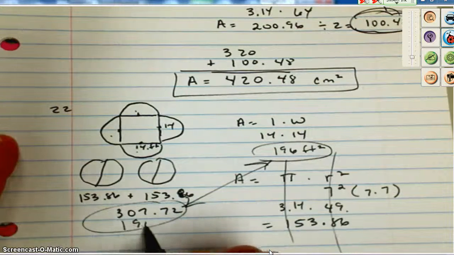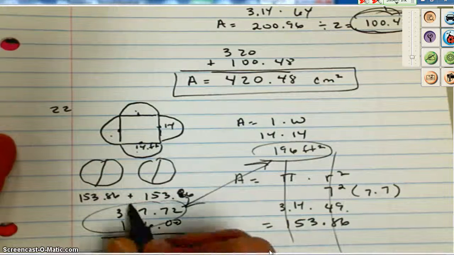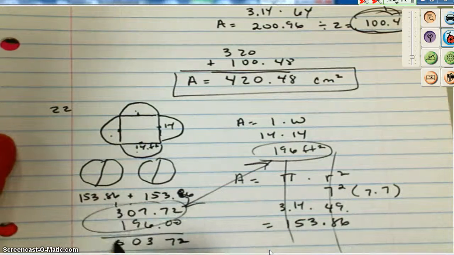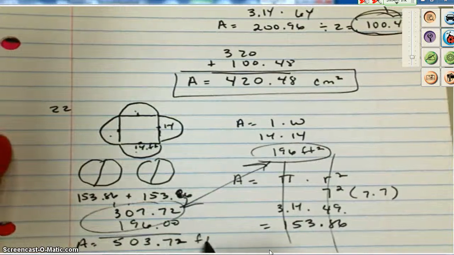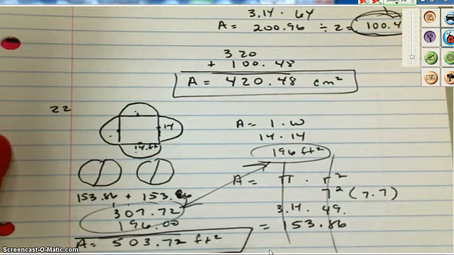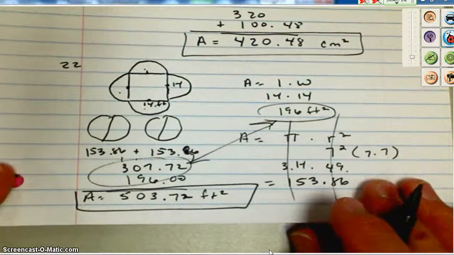So 196.0 plus 307.72, doing the regrouping thing here. We have 503.72. This is our area, feet squared, and that is our final answer. 503.72 feet squared.